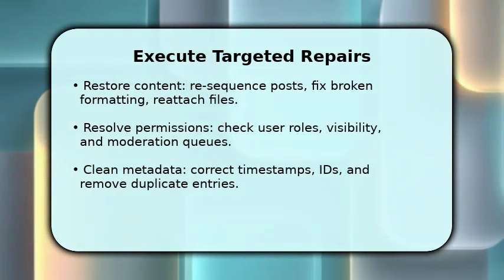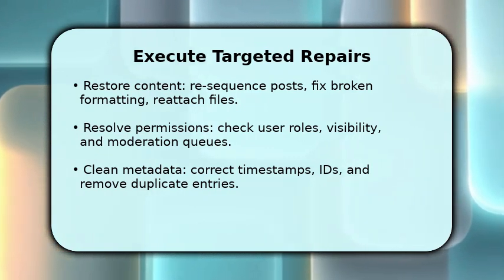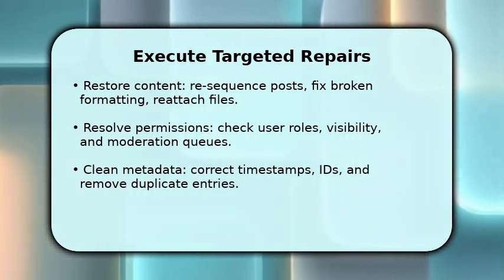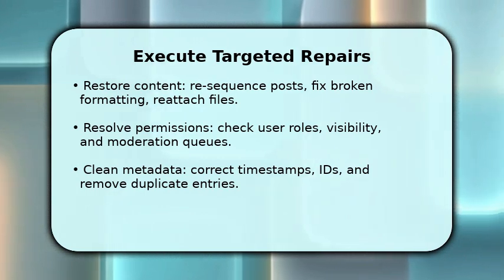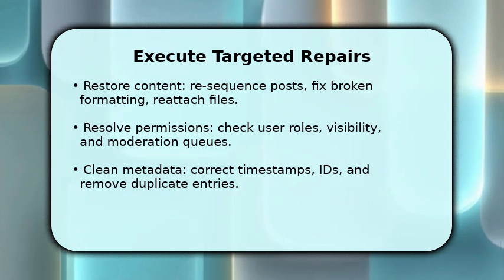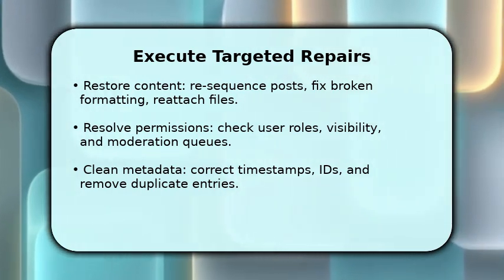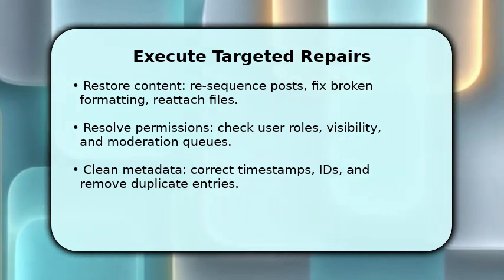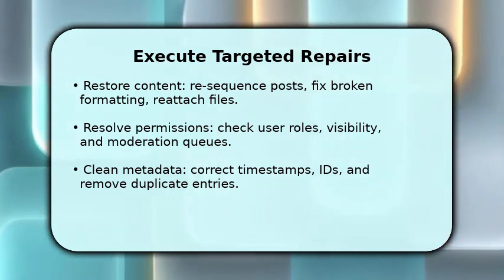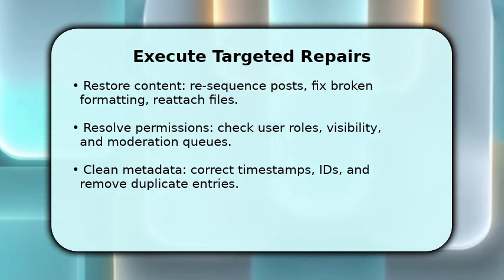Now you perform the core repairs. Resequence posts into the correct order, fix broken formatting, and reattach files where needed so the conversation reads logically. Next, resolve permission and visibility issues by checking user roles and moderation queues, because incorrect permissions often hide or duplicate posts. Then clean metadata, correct timestamps and IDs, and remove duplicates to prevent future indexing problems.